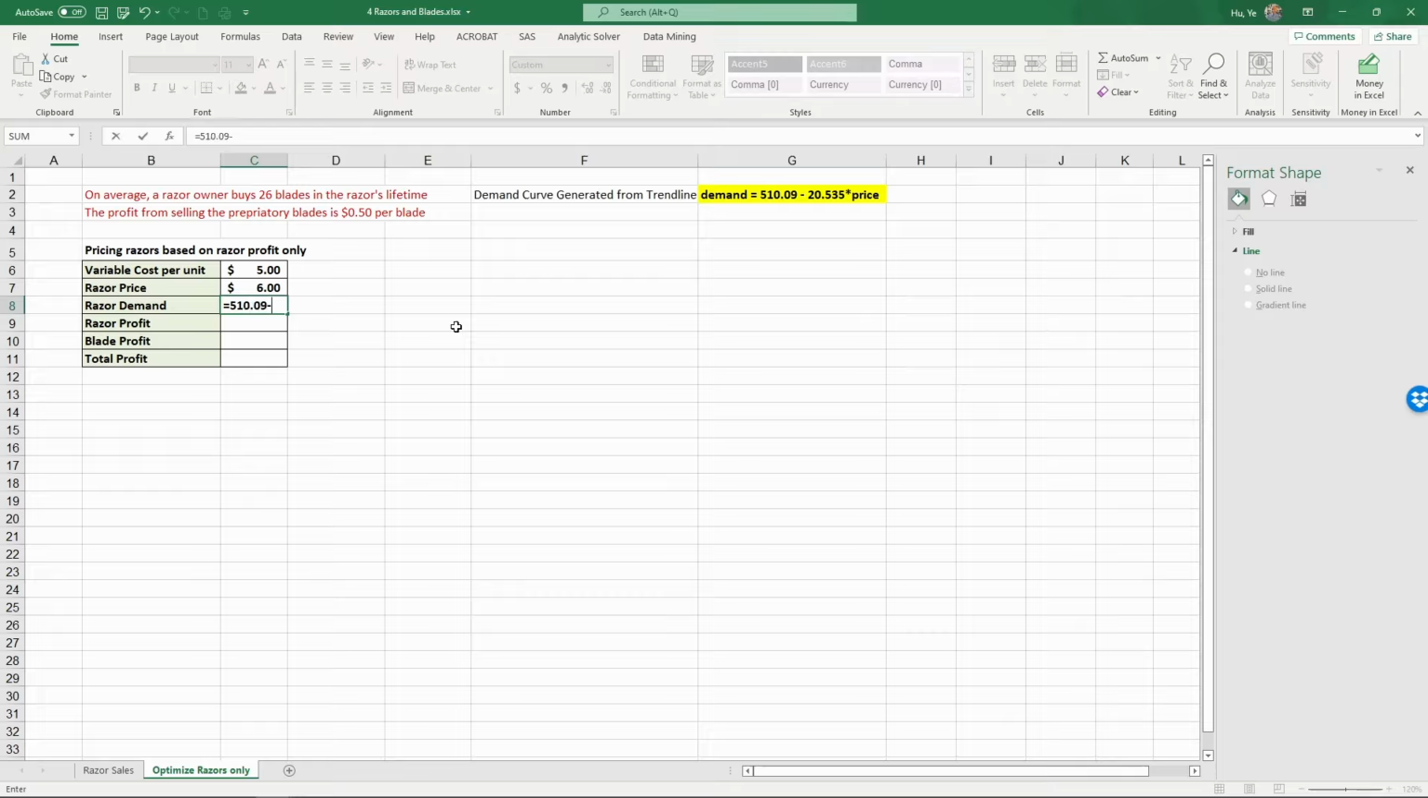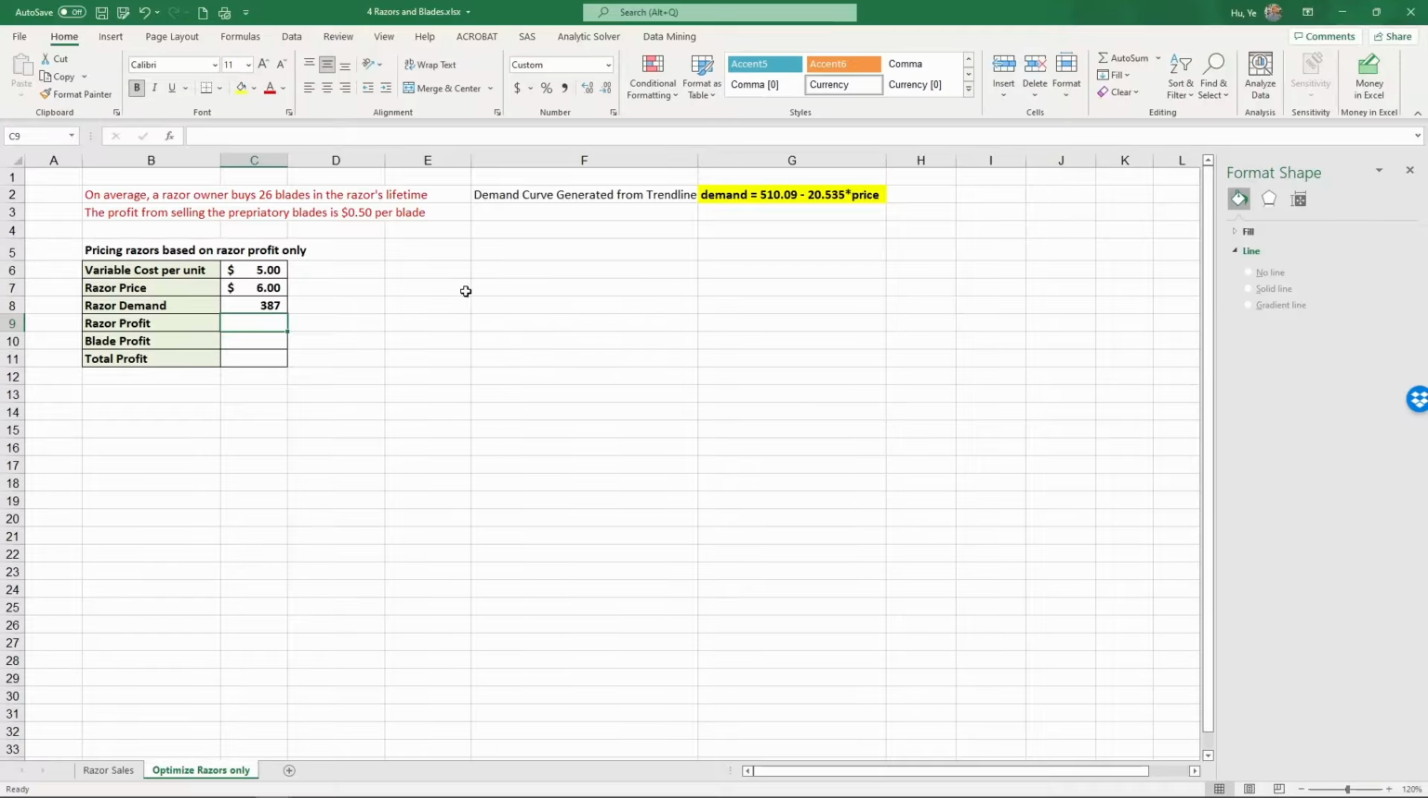So $6. And the razor demand is equal to, using the demand curve, so let's type in 510.09 minus 20.535 times the price we have just put in here. Currently it's $6, and enter. So the demand is 387 units, and the razor profit is equal to, again record the equation, price minus the variable cost.